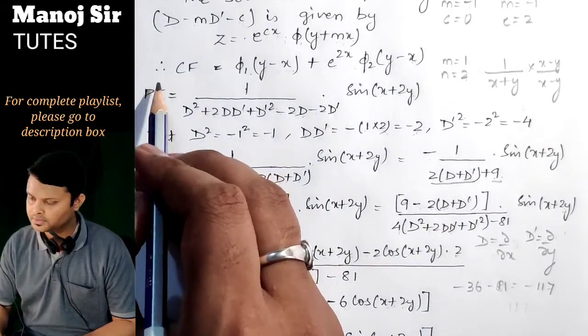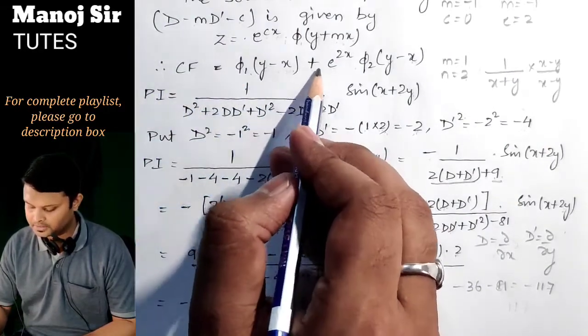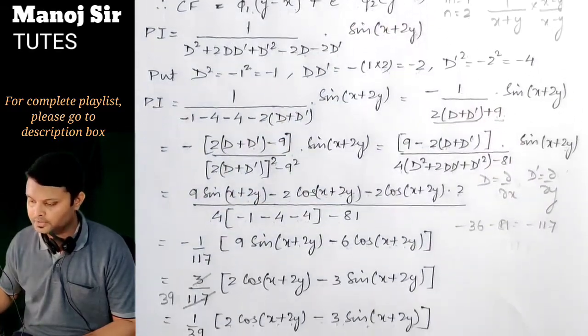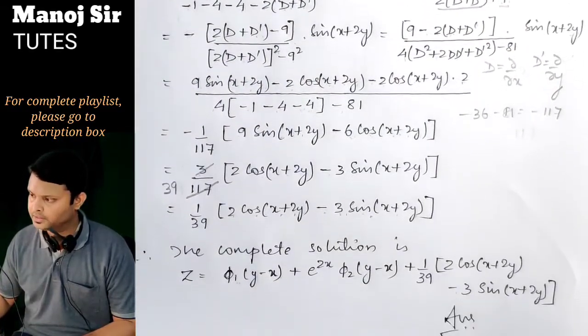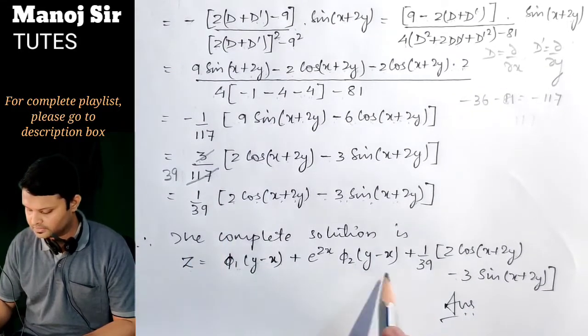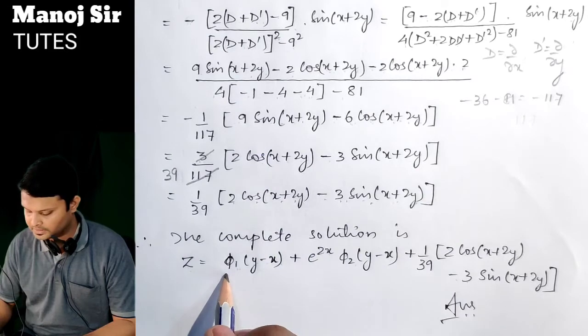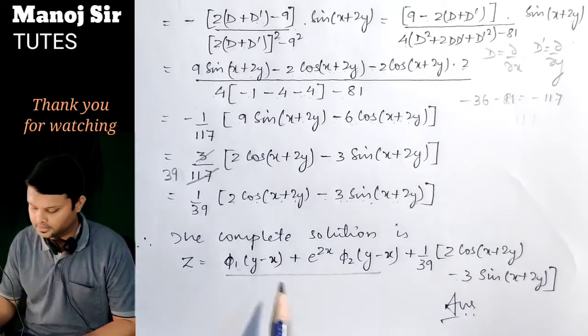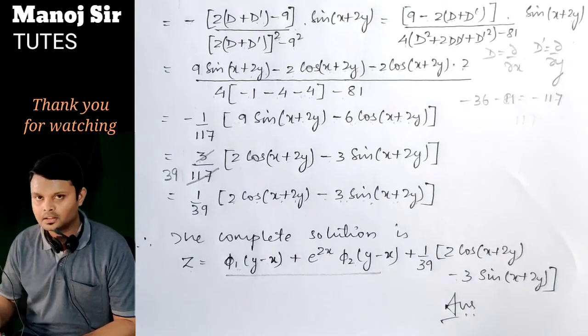And what is CF? That is phi 1 of y minus x plus e to the power 2x into phi 2 of y minus x. So we have CF and PI. So finally we can write the solution, that is the complete solution is given by z equals CF plus PI. What is CF? These two terms are CF and this is PI. So combine both, you will get the complete solution.